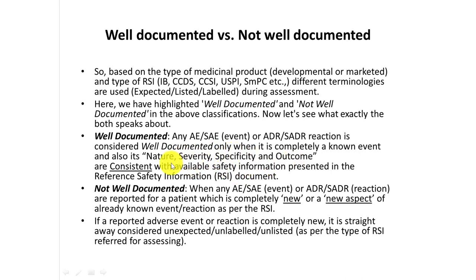documented, its nature, severity, specificity and outcome are consistent with available information in the RSI. So it should not match only the name of the adverse reaction, but it should match the nature, severity, specificity and outcome. So this is the difference between documented and well documented. If it is only available, then it is documented, like a Control-F search, if it is available in the document, like for example, you are checking your result.